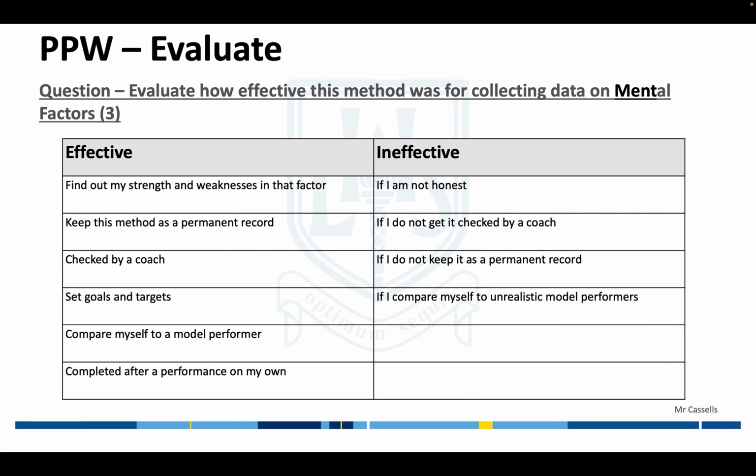Now, we've touched on this earlier. The data could be ineffective if we're not honest, if we don't get it checked by a coach, if we don't keep hold of it as a permanent record, and if we pick unrealistic model performers. And again, it's not enough just to list those reasons, we then have to develop them into a full answer, and we're going to look at how we might do that just now.